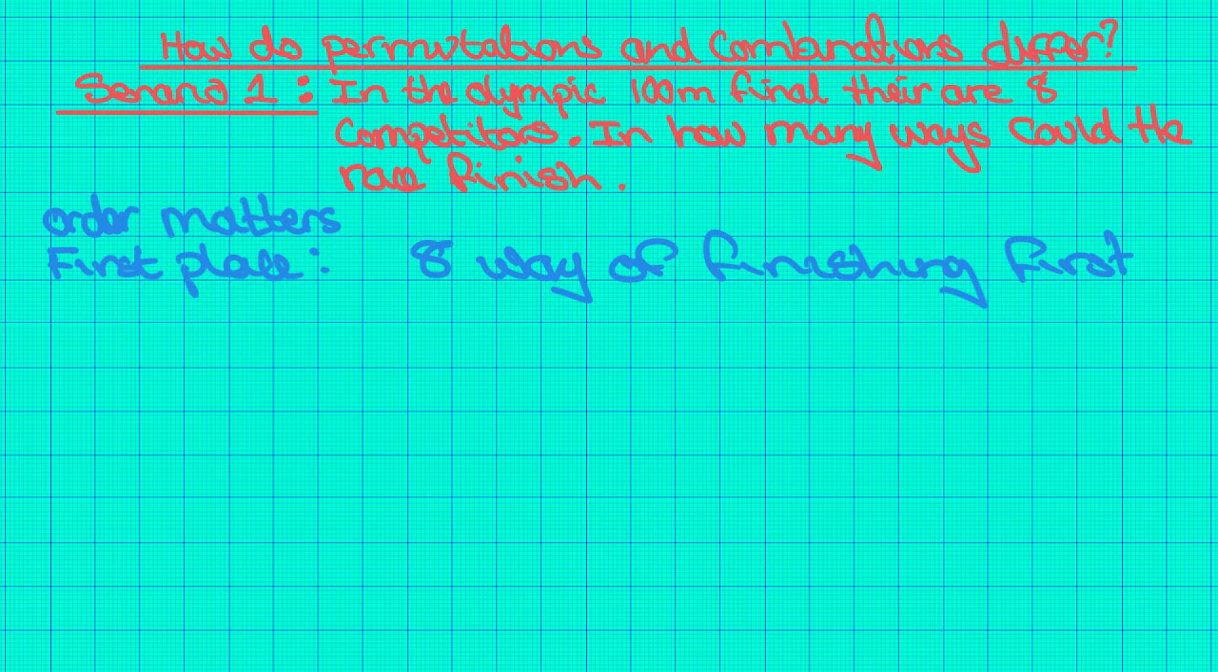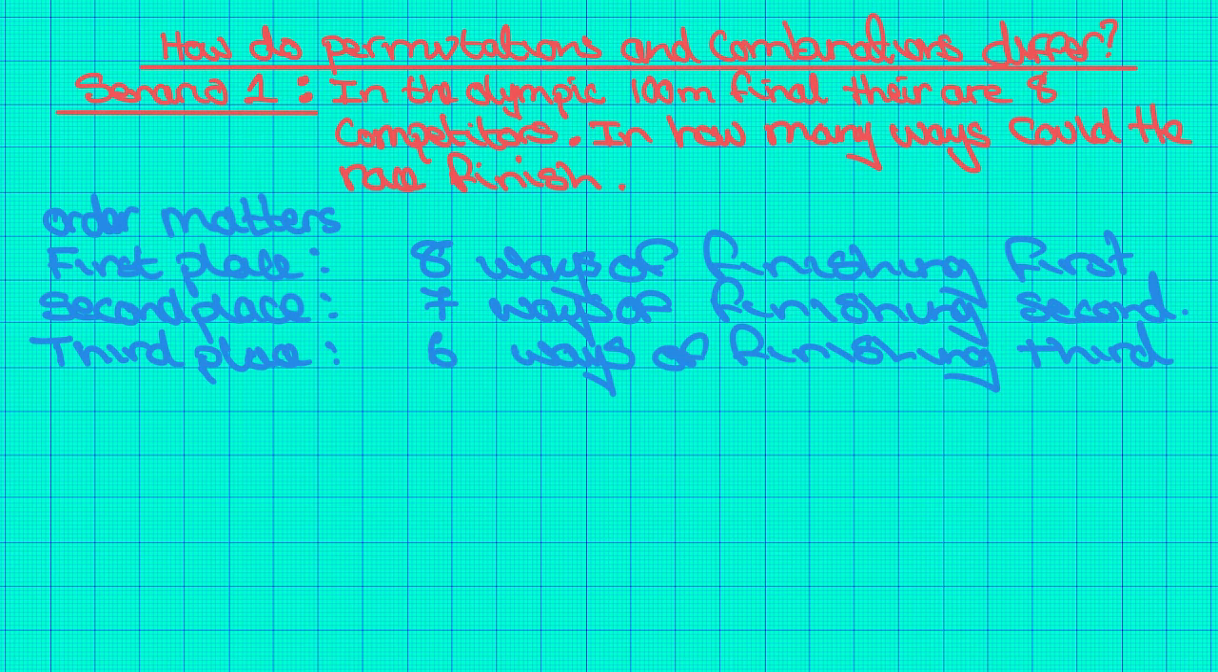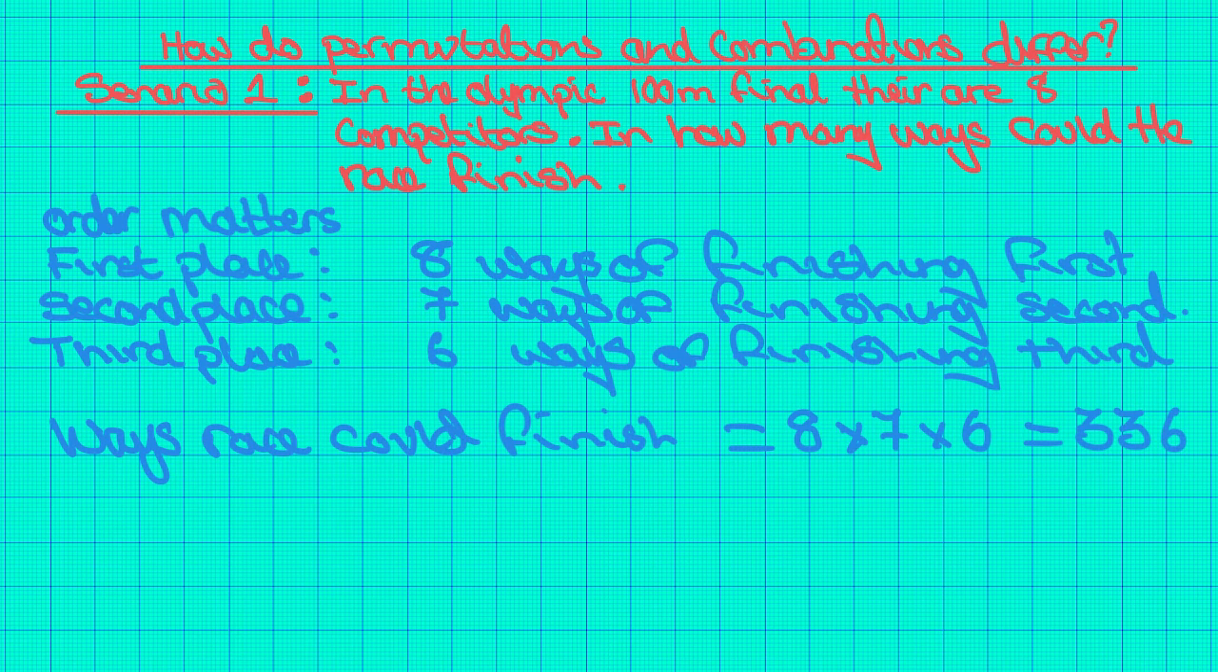First place. There are 8 ways of finishing first. Second place. There are 7 ways of finishing second. Third place. There are 6 ways of finishing third. The ways the race could finish is equal to 8 times 7 times 6, which is equal to 336. So there are 336 different ways gold, silver, and bronze could be given out.